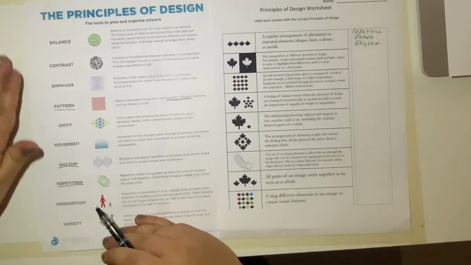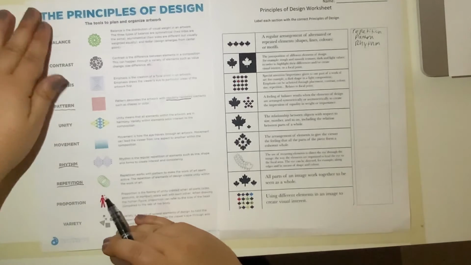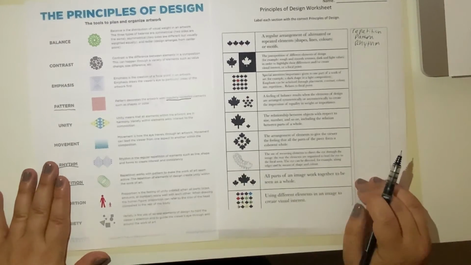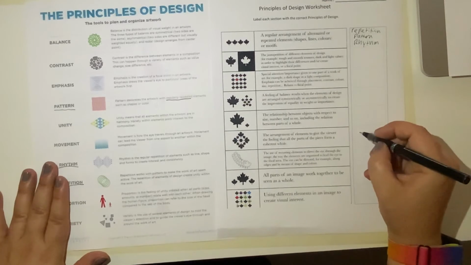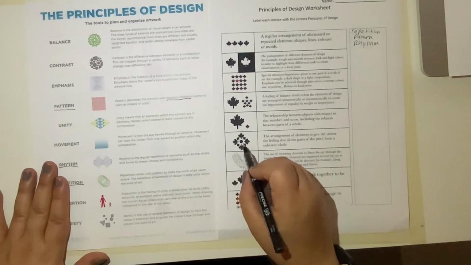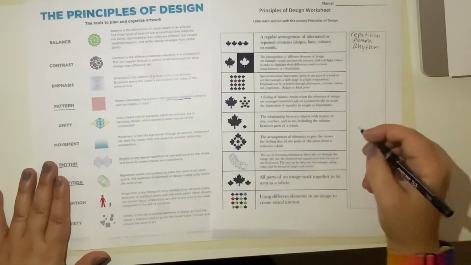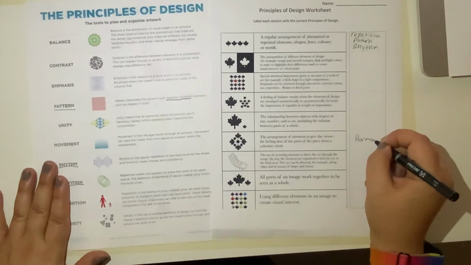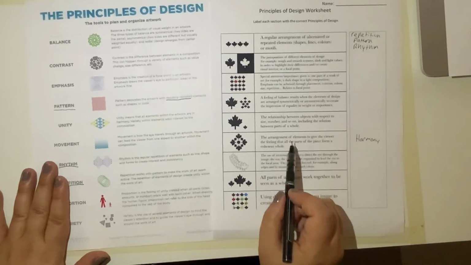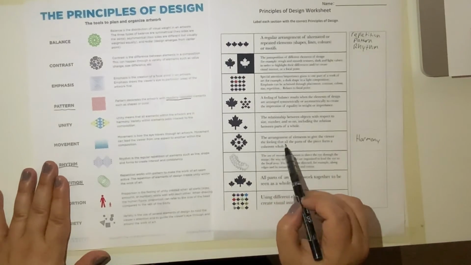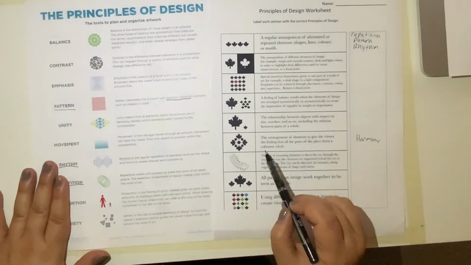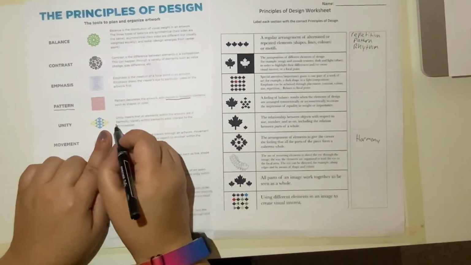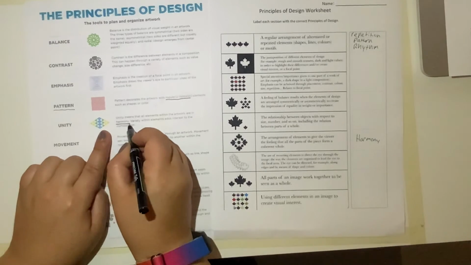Okay, so that being said, this list is missing one that is over here. And I'm going to go ahead and just give it to you. This one is harmony right here with the radial balance. So harmony is the arrangement of elements to give the viewer a feeling that all the parts of the piece form a coherent whole. So if you look here inside of unity, it talks about harmony.